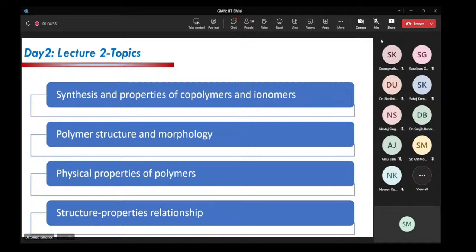This session will be a little bit technically heavy. So in case you have confusion in any of the slides, please raise your hand and put the query in the chat option, which I will try to answer during the session.